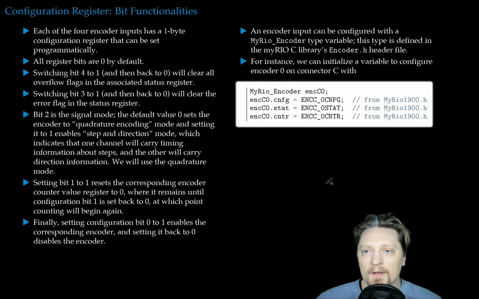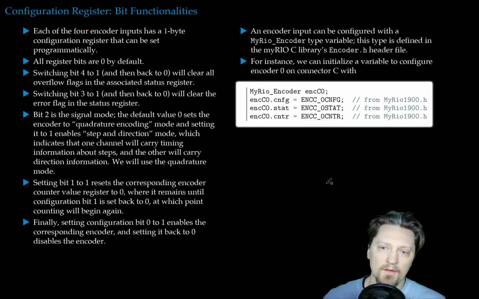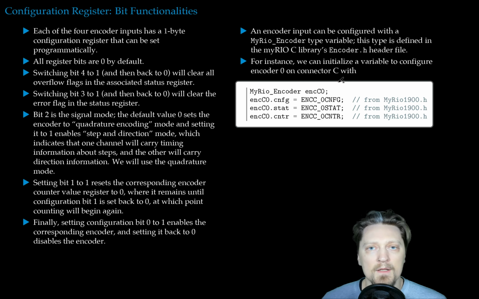An encoder input can be configured with a MyRio encoder type variable. This type is defined in the MyRio C library's encoder header file. For instance, we can initialize a variable to configure encoder 0 on connector C with the following. So we declare a variable encc0 to be a MyRio encoder type. We assign the config, the stat, and the counter attributes to these values, which are defined in the MyRio 1900 header file.